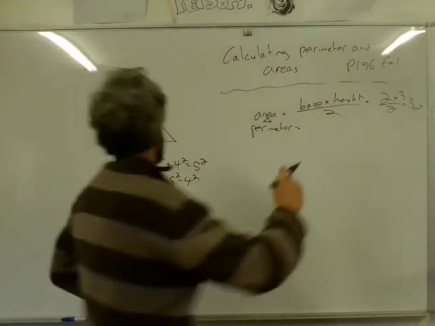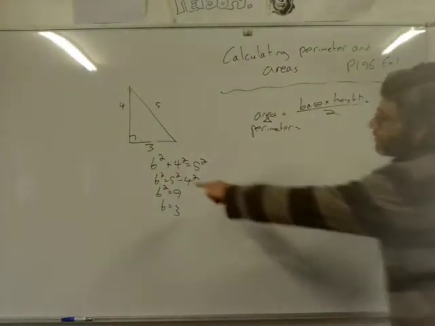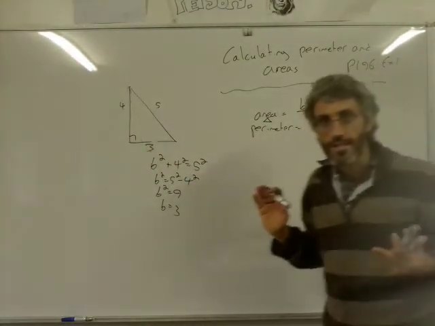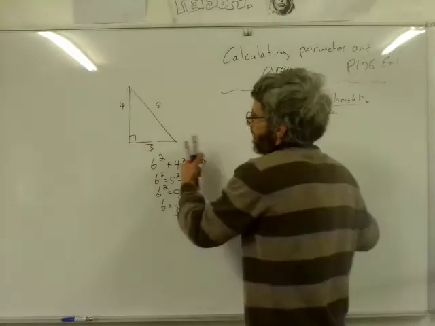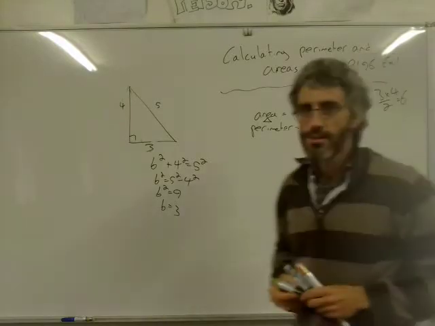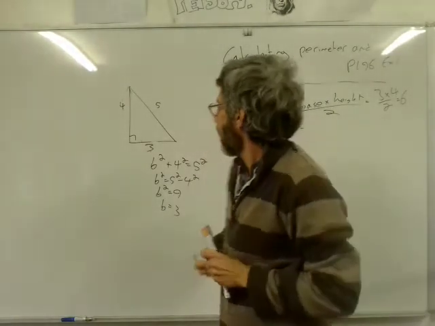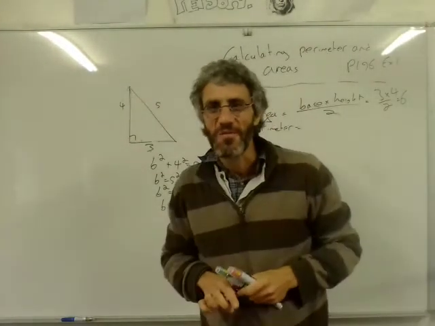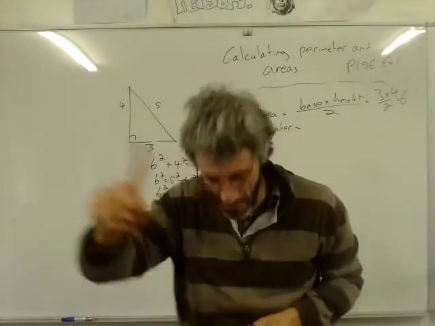So in this case, the base, remember, we're trying to calculate the area. So it's base times height divided by 2. 3 times 4 divided by 2, and that's 6. Okay? Alright? I'm not going to do the perimeter. I think you can figure it out by yourself. Okay, moving on.